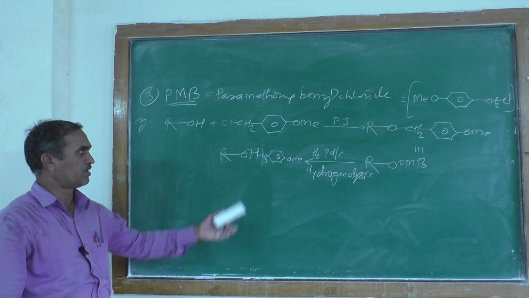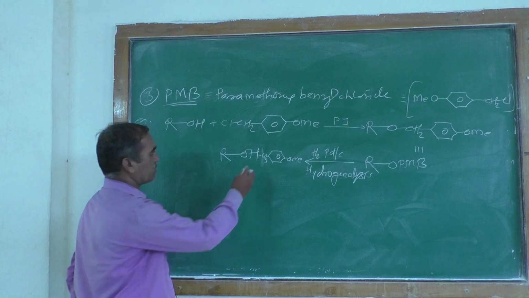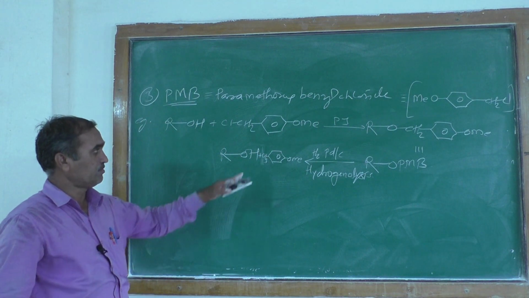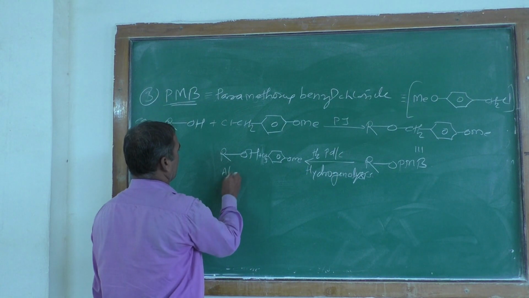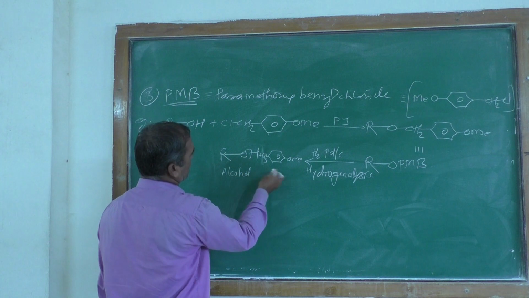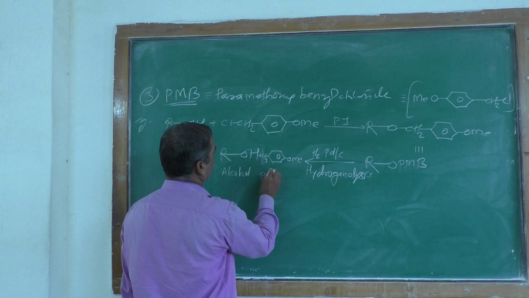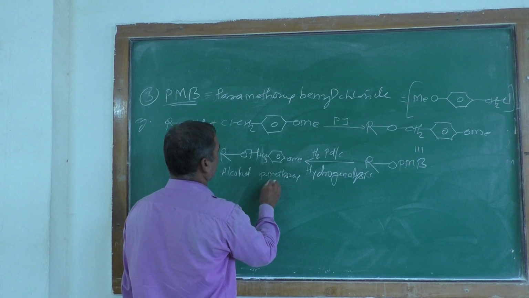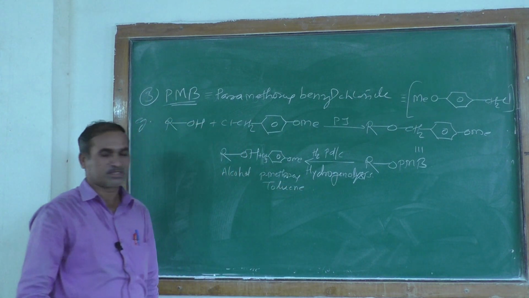para-methoxytoluene, or we can call it para-methyl anisole, you can call it any way, but I prefer to call it para-methoxytoluene. So this is again an alcohol, and this one is nothing but, what is this? This is para-methoxytoluene, that is the name of this compound.